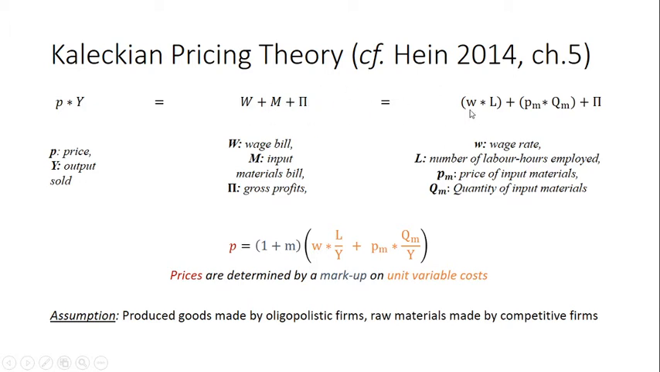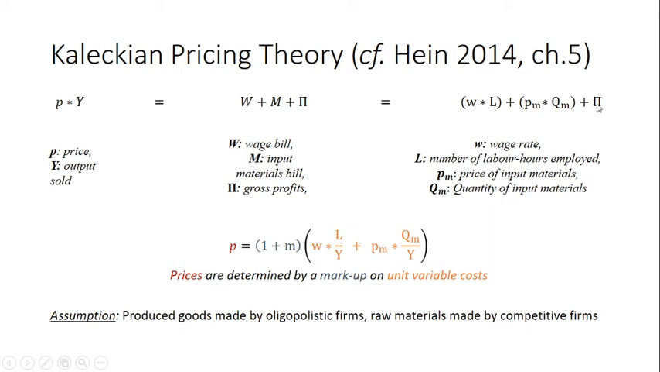The wage bill, well, that's the wage rate times the number of workers, or more specifically, the hours of labor you've employed. Then we have the price of the input materials times the quantity of input materials used, and then we still have the level of profits.